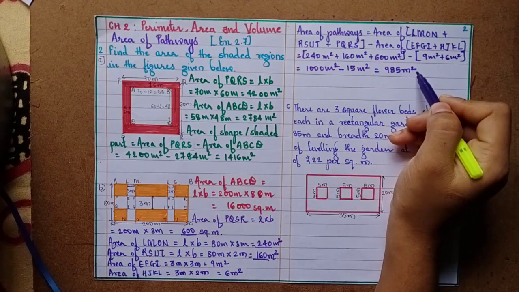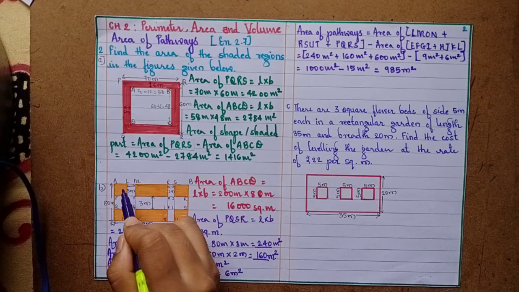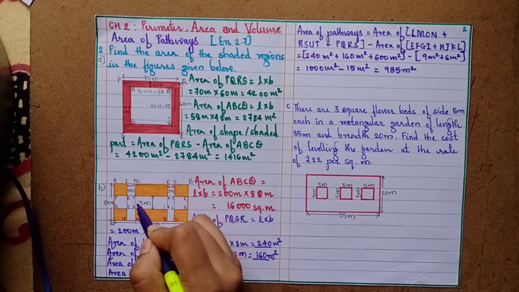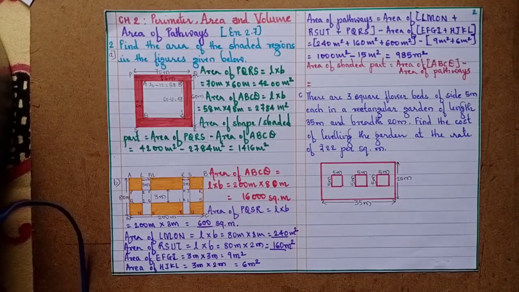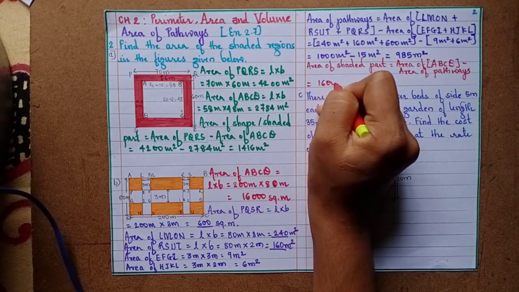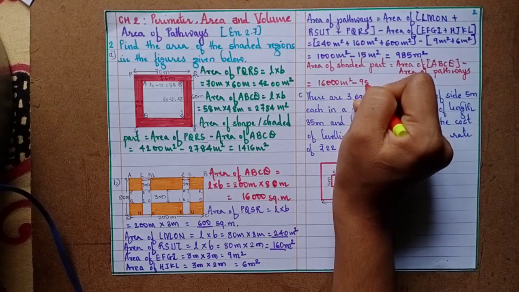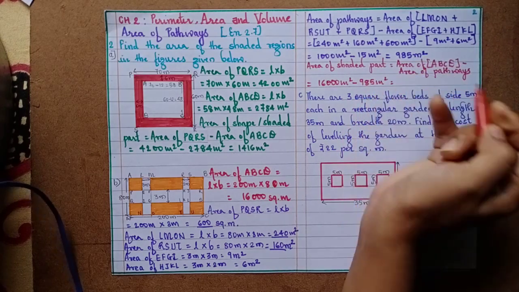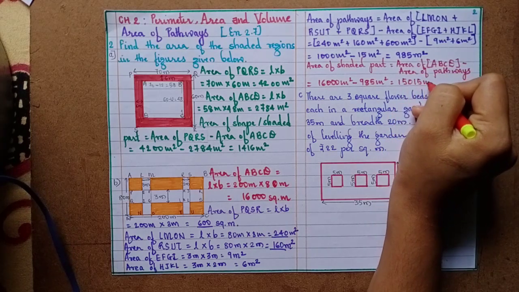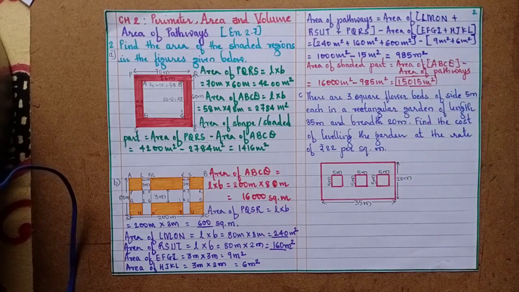Now to find the area of the shaded part, we have to subtract the area of the pathways from the area of the rectangle. That will give you the area of the shaded part. So let's write that: area of ABCD is 16,000 meter square. From that subtract 985 meter square, and that will give the difference of 15,015 meter square. So therefore the area of the shaded part is 15,015 meter square.